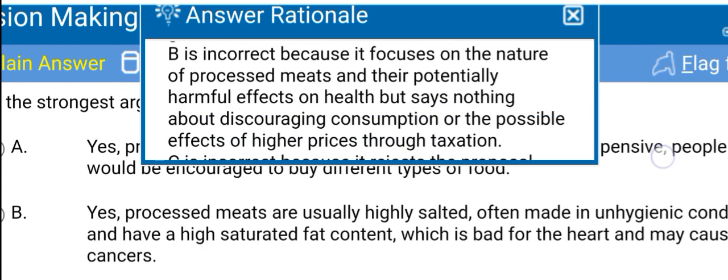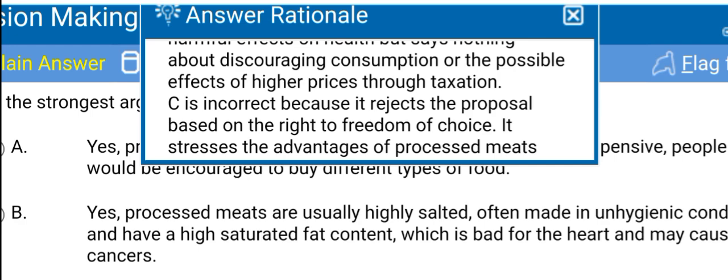Option B is incorrect because it focuses on the nature of processed meats and their potentially harmful effects on health, but says nothing about discouraging consumption, or the possible effects of higher prices through taxation.